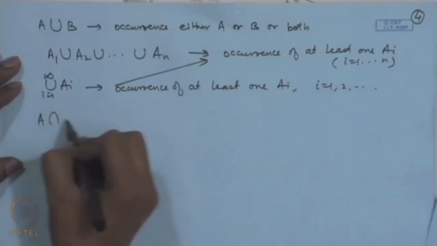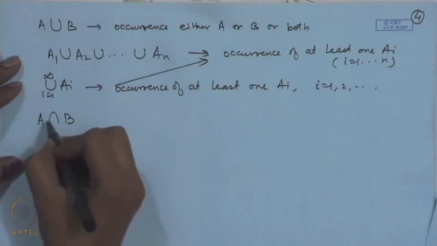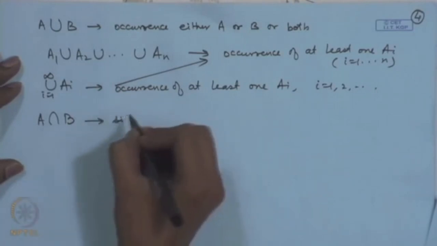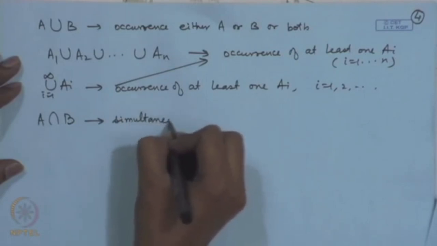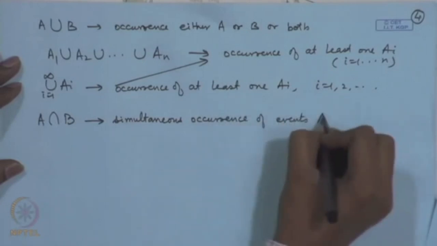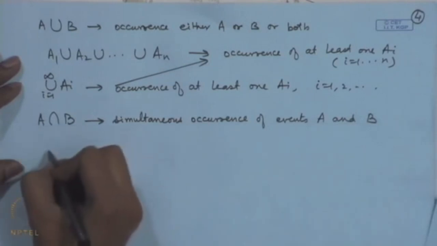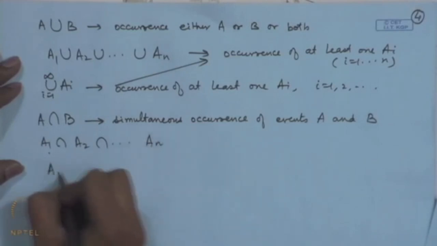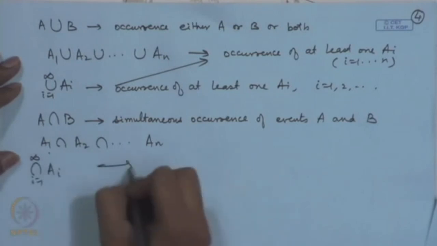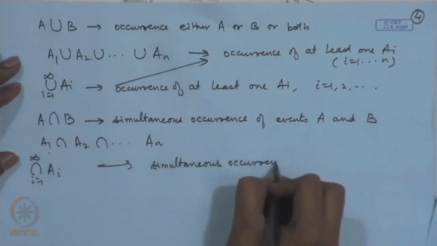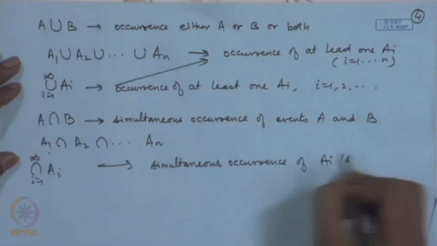Similarly, if we consider the concept of intersection of sets, then here intersection of the sets will denote the common elements belonging to A and B. So, this means that both A and B occur. So, this we can say simultaneous occurrence of events A and B. Now, this concept can further be generalized to n events or infinite number of events also. So, this is simultaneous occurrence of A i's, that is all A i's occur together.